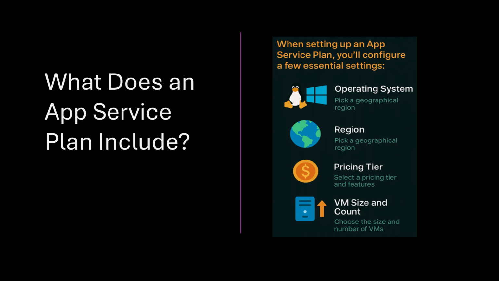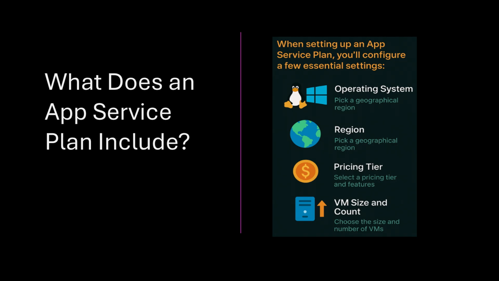limits. When you're setting up an app service plan, you'll define the core infrastructure that your web apps will run on. First, you will choose the operating system, either Windows or Linux, based on what your application stack requires. Then, you will select a region, such as West US, Central India, or North Europe, which determines the physical location where your compute resources will reside.